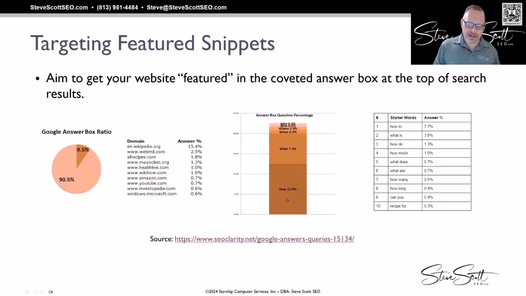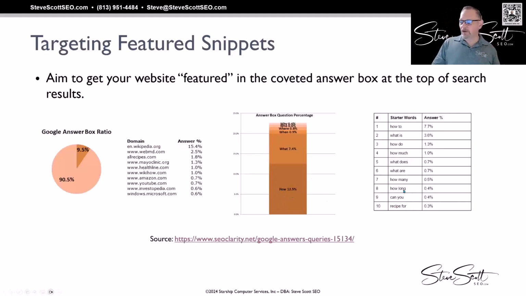You can also see here that many of the answer boxes pop when you ask a physical question, right? Notice that questions that begin with the word how are about 12.5% of the questions that make up those answer boxes showing up. What, 7.4% and so on. And then here are those starter words. How to, right? You also see how do, how much, how many. That's why how is 12%, because it's kind of adding all those up.